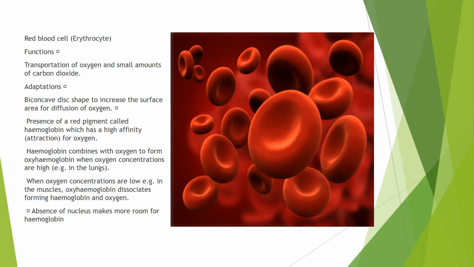Affinity simply means attraction, right? So the hemoglobin is more attracted to the oxygen, and it combines with oxygen to form oxyhemoglobin when oxygen concentrations are high. When the oxygen concentrations are low, as in the muscles, the oxyhemoglobin dissociates, forming hemoglobin and oxygen, right? These red blood cells also don't have any nucleus, making it much easier for them to perform their job.